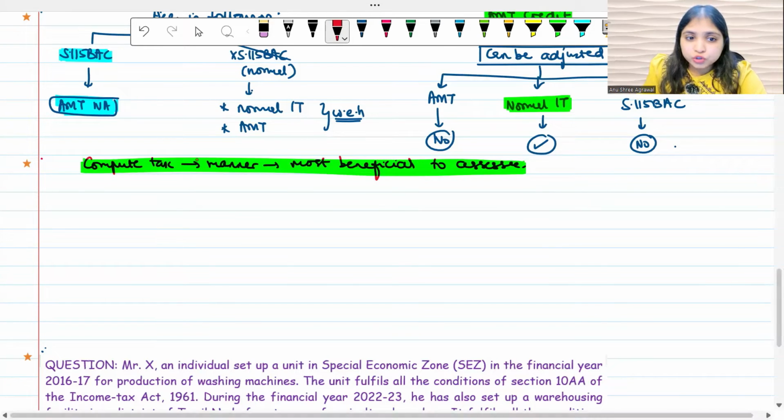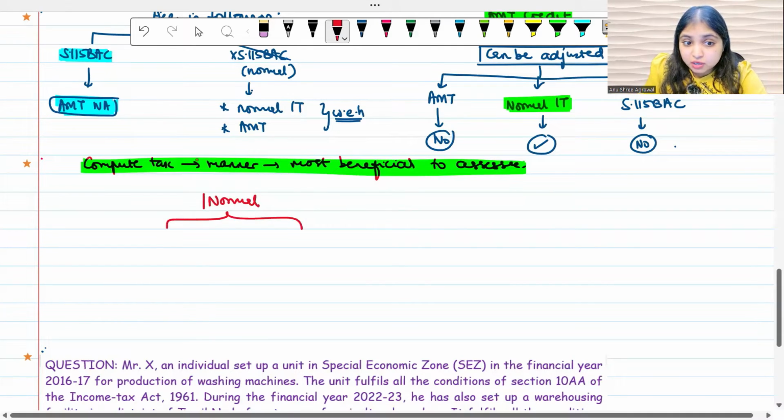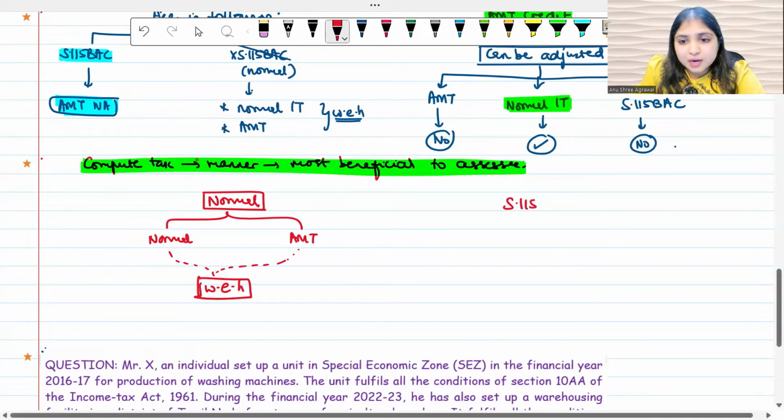What you should do is, first you will compute as per the normal provisions. Whenever you do the calculation as per the normal provisions, you will not only do the normal provisions, you will also think about AMT. And out of these two numbers, you will always pick whichever is the higher number. This is going to be your tax liability as per the normal provisions. Then you will do as per 115BAC, and as per 115BAC also you will find your tax liability. Here you will not think about AMT.